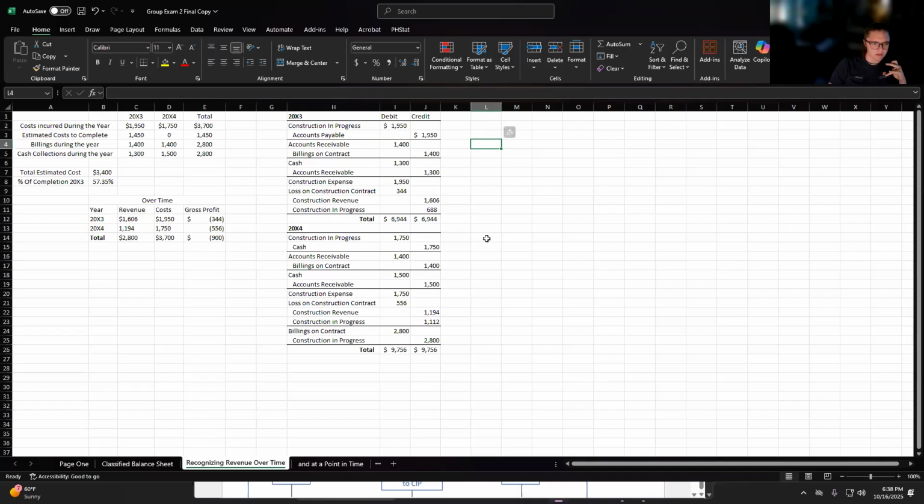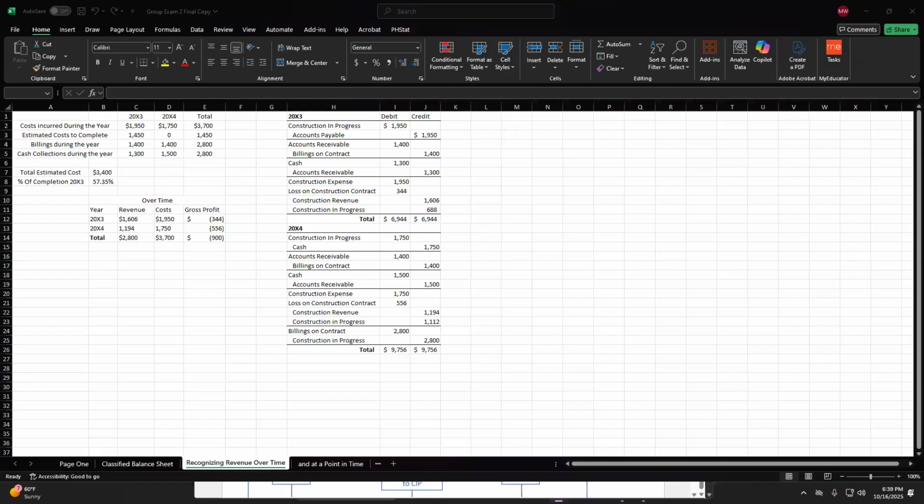Is it only supposed to be on the 2024? Yeah, because that's when the project's construction is finished. Yeah, that's what I thought. Yeah, I think it's only 2024.